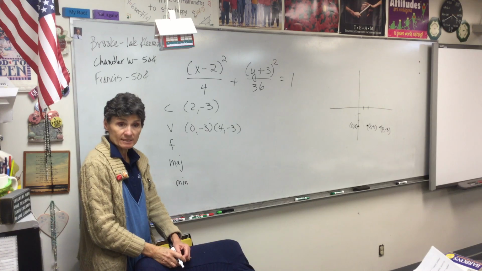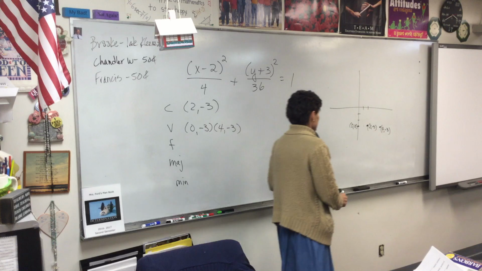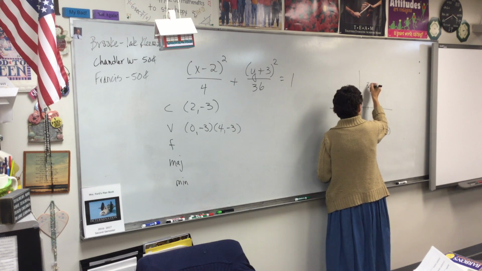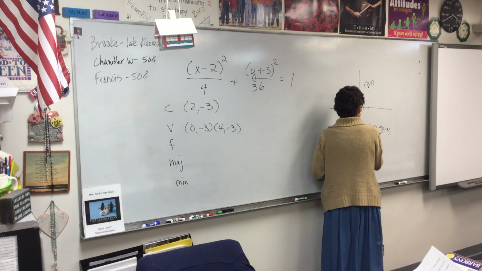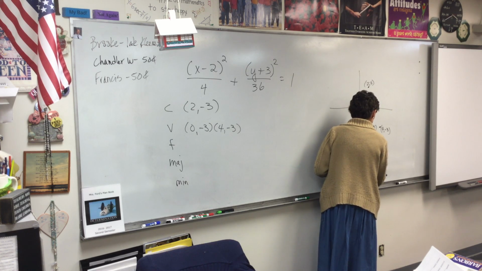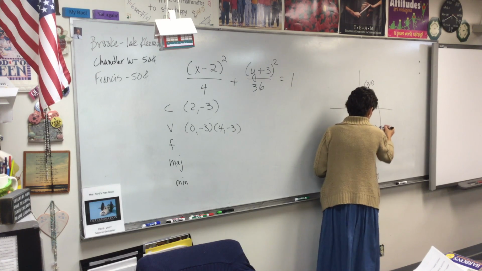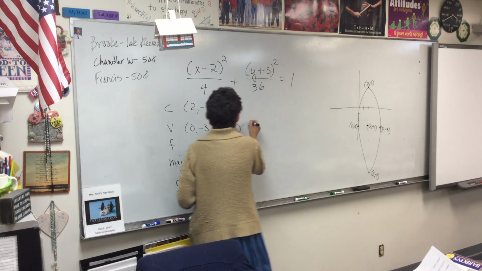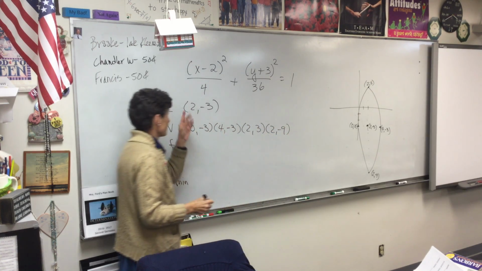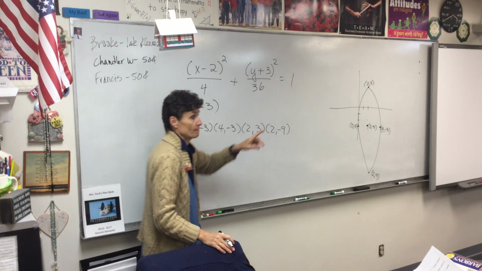Square root of 36 is 6. So I will go up and down 6. 1, 2, 3, 4, 5, 6, which puts me at 2, 3. And 1, 2, 3, 4, 5, 6, which puts me at 2, negative 9. So 2, 3. And 2, negative 9. So for this figure, for the ellipse, there need to be 4 points in this blank.